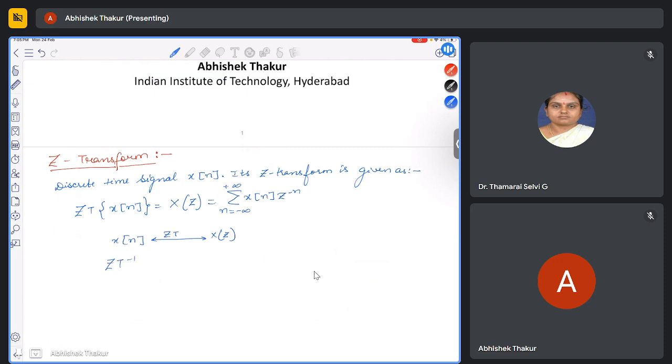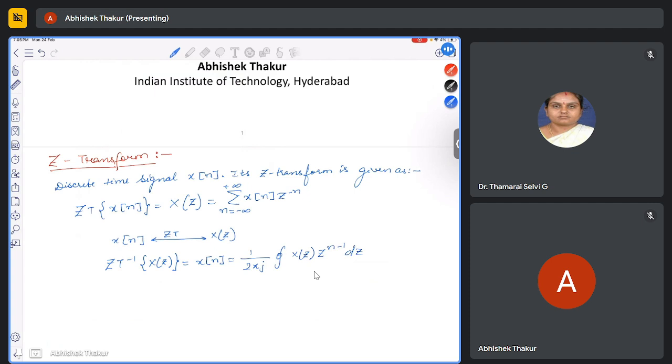The inverse Z transform, x[n], is given by the equation 1 by 2 pi j times the integration of X of z, z to the power of n minus 1 dz. But mostly, in this lecture, we will see how to find the Z transform only.